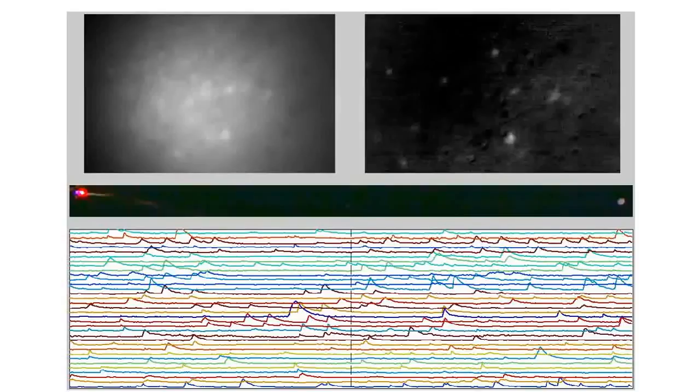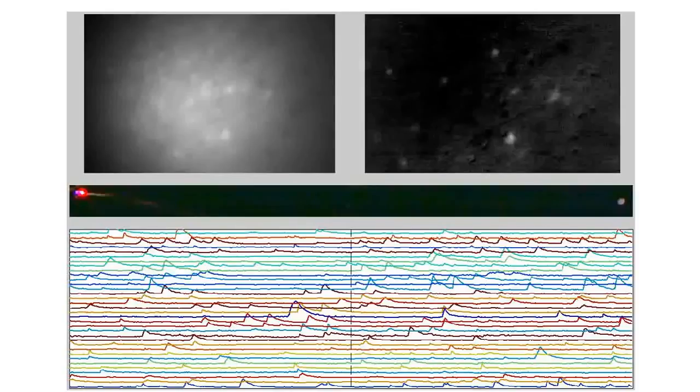This is an example. Hopefully this will play. We're having some difficulties here. But what you would see here is this animal running back and forth on this track and the cells flashing. And below you can see the delta F over F calcium traces.